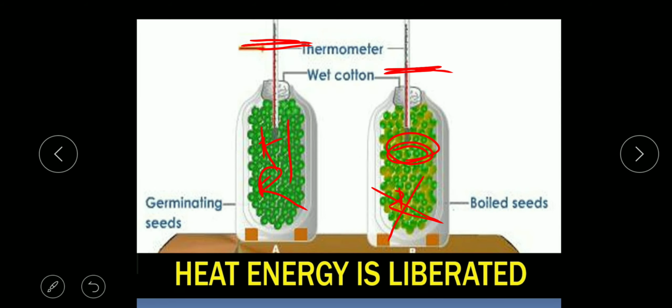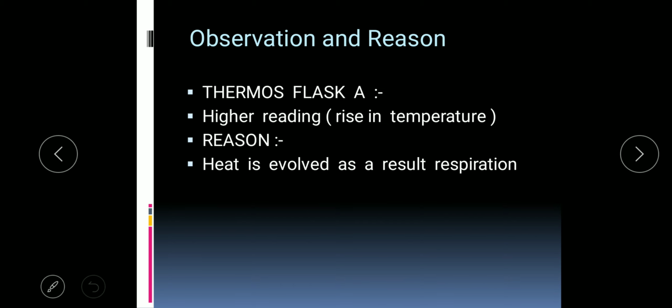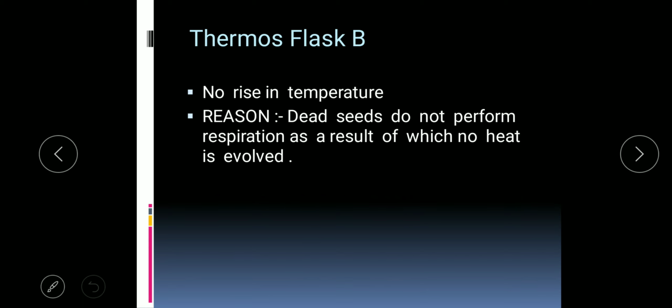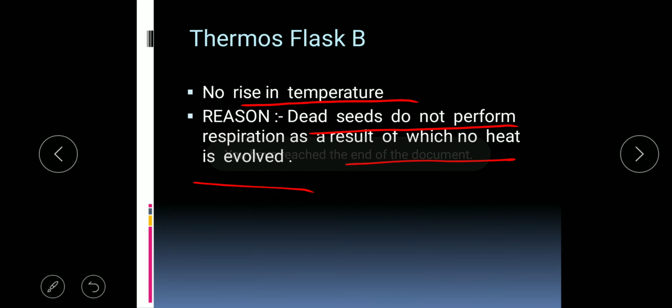Okay, so in flask A, higher reading, that is the rise in temperature, and reason for it is what? Heat is evolved as a result of respiration. Whereas in flask B there is no rise in temperature. And why there is no rise in temperature? Because the dead bean seeds do not perform the process of respiration, and as a result of which the heat energy is not released. This is all for today.